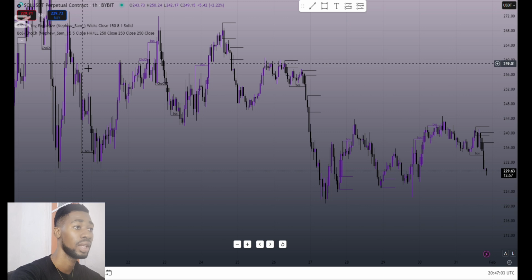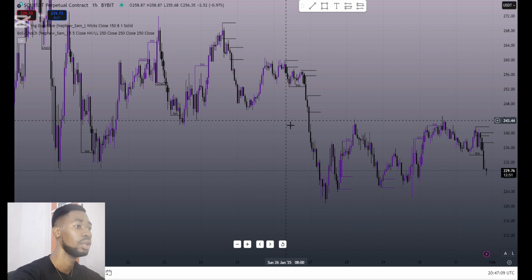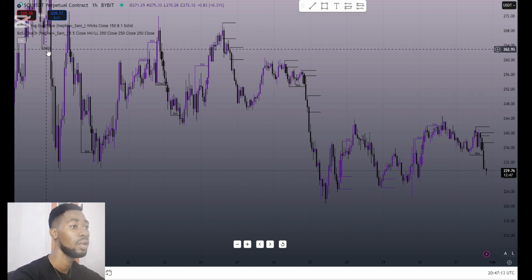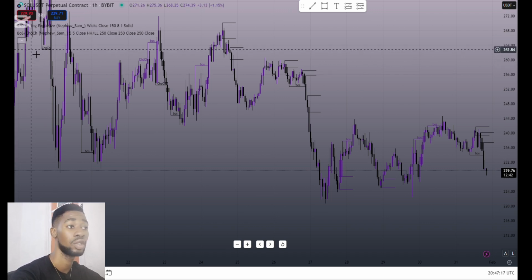the two indicators I use are SD Boring Explosive by Nephew Sam, which helps to mark out every supply and demand zone on my chart, since that is what I trade. And the next one is BOS and CHOCH, that's BOS and CHOCH: break of structure and change of character.